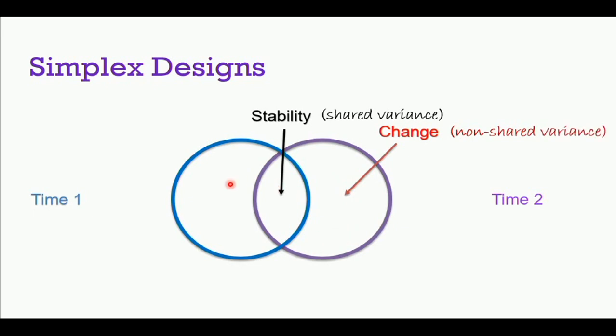So at time 1, my average was somewhere over here. At time 2, my average was somewhere over here, moved to the right, so it's increased. And the only overlap is that shared variance. So if you're having a look at that, which is bigger, the shared variance or the change? Change? Good.